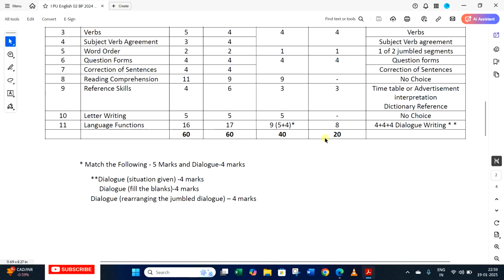So how those 12 marks, you can see 4 plus 4 plus 4 dialogue writing. Let us see here. Here the explanation is given. Over here you can see, my dear students, first the dialogue situation is given for 4 marks, right? Then dialogue completion, fill in the blanks, and then last is dialogue rearrangement. So a jumbled dialogue will be given lastly, and you have to arrange those dialogues into sequence, right, to get 4 marks. So out of these 3 you have to attempt any one for 4 marks. That is what language functions for 9 marks.